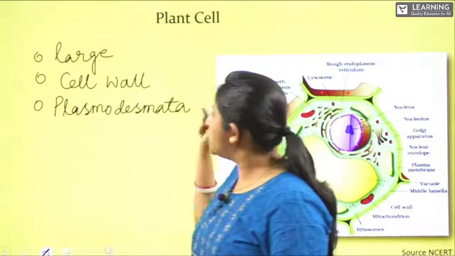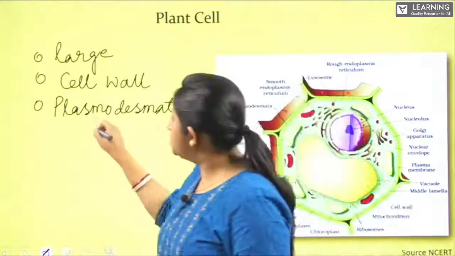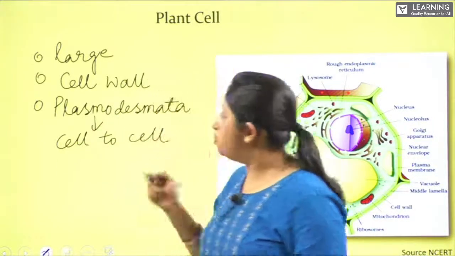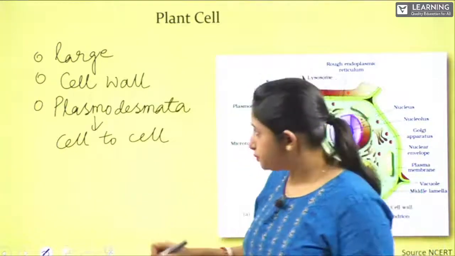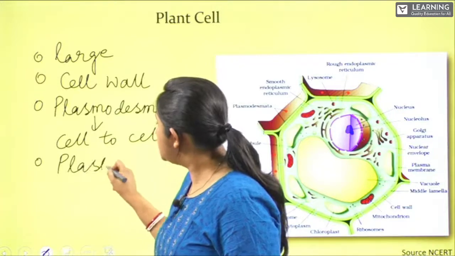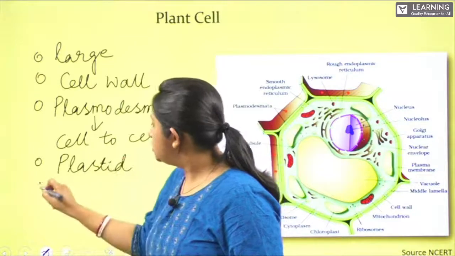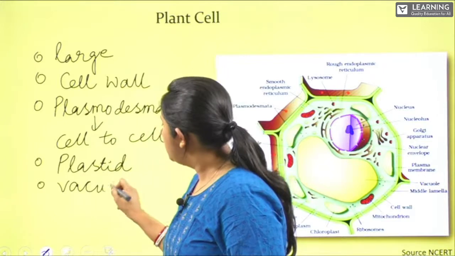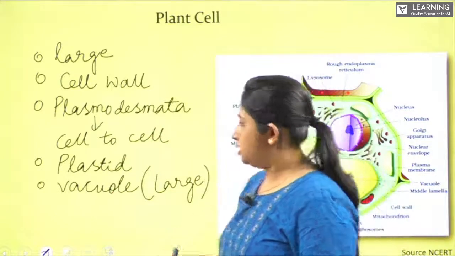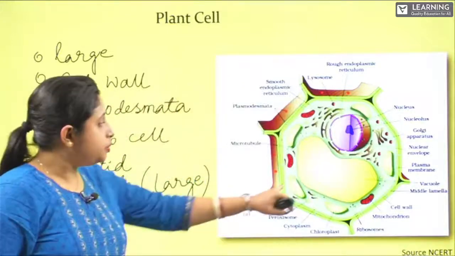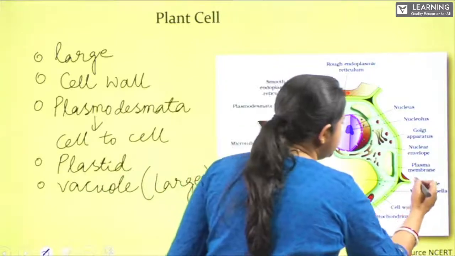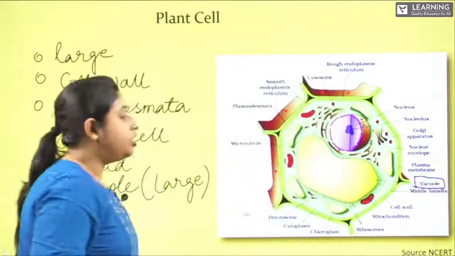Now what is this plasmodesmata? It connects the cell to cell, or it is forming the cell junction, okay? Now again you will find the plastid and the vacuole. Vacuole is large in case of the plant cell. As you can see in the picture clearly, this yellow portion is nothing but the vacuole.